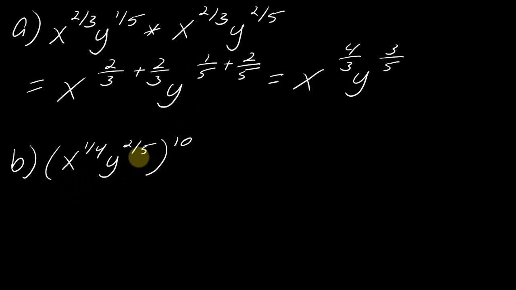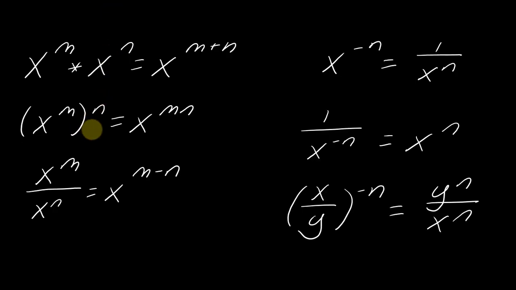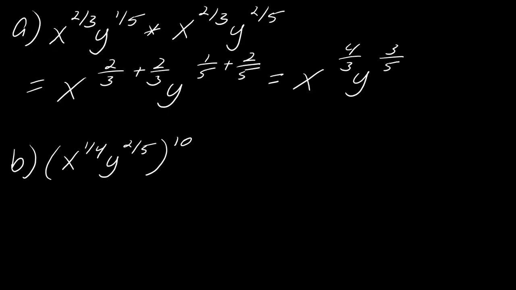Okay, now let's compare that to b. So I've got x to the 1/4, y to the 2/5, all of that to the 10th. So this is a really clear application of the power rule. We're just doing it with fractions now. So you could always just write out this calculation, right? So ultimately what's happening here, I'm multiplying 10 by these two numbers. So if you want to blow out that calculation, you don't have to shove everything into these tiny little exponents.